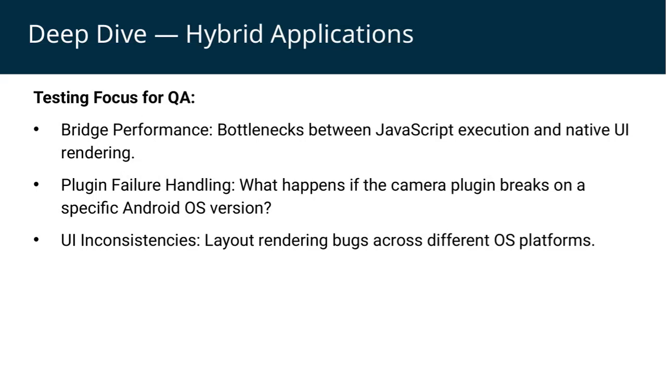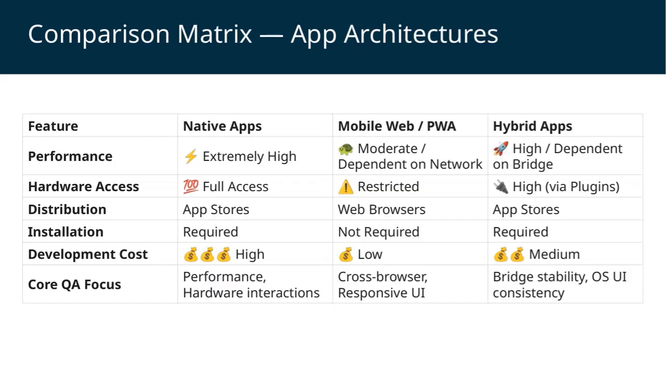When we talk about testing focus for quality assurance, there are a few key areas we zero in on. First, bridge performance. That's where JavaScript meets native UI rendering, and bottlenecks can really slow things down. Then, plugin failure handling. For example, what happens if the camera plugin crashes on a certain Android version? Finally, UI inconsistencies, those pesky layout bugs that show up differently across platforms. This slide takes a deep dive into the unique challenges of hybrid applications.